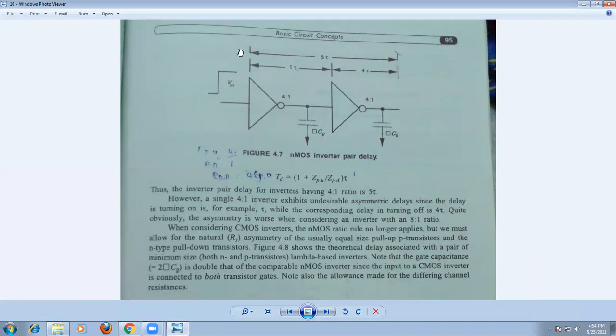What is the total delay in this inverter pair? What is the delay associated with this one? Just observe here, the delay is equal to 1 times tau in the first stage, and in the second stage it is equal to 4 times tau. The total delay is 1 tau plus 4 tau, where tau is the time constant. So it becomes 5 times tau in NMOS technology. Then how do we analyze this one? In order to analyze this, you can go to another slide here. Let's go here. Just observe here.